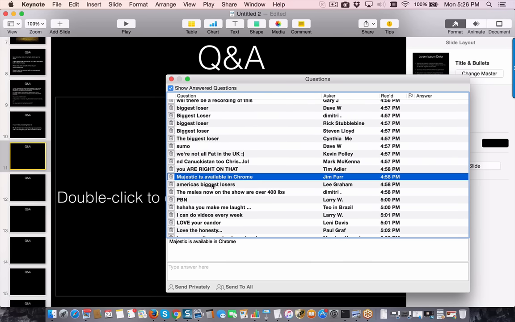Majestica, available in Chrome, says Jim. I'm not quite sure on that end of it, but you can always get the terms within the membership. You can always get the Majestica backlinks for your city that you're in, and the top three, you just send them in, your top three for your city, and that's what you work on. Then when you move on to the next city, you do the same thing.